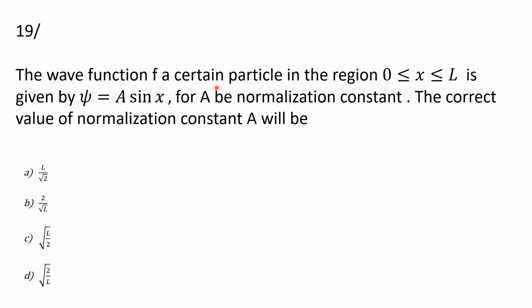The wave function of a certain particle in the region x from 0 to L is given by psi is equal to a sin x. For a being the normalization constant, the correct value of normalization constant a will be, and I think there should be a modification in the psi value, that is a sin x could be sin x by L or something. And here the options are L by root 2, 2 by root L, root over of L by 2 and root over of 2 by L. So let's see what will be its solution.